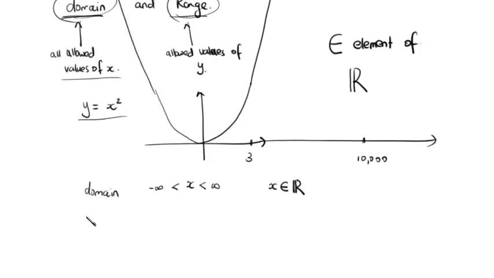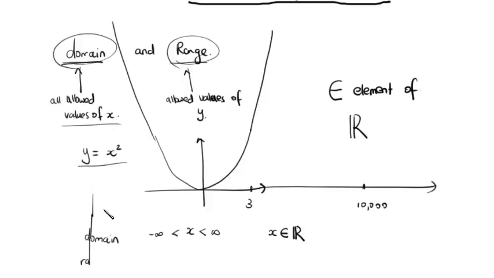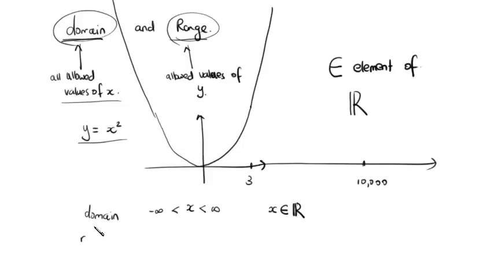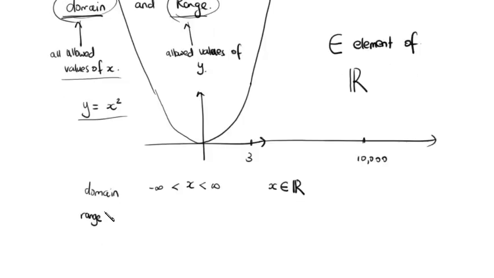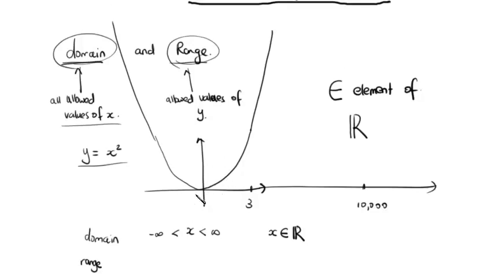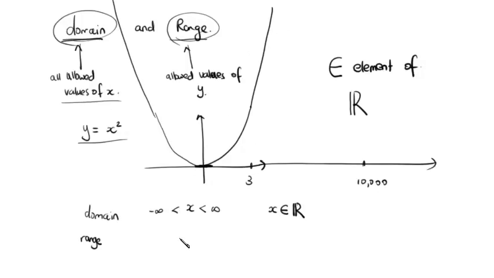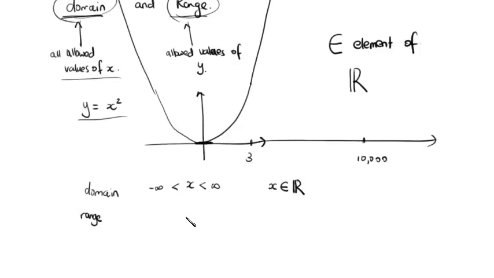Now we can talk about the range as well. The range is the allowed values of y. You can see that y doesn't actually exist on the negative side. It only exists on the positive side, right? It can be as low as 0, and it goes up to infinity. So the range is given as y is greater than 0, but it can also equal 0. Have a look at this point right here. It's actually touching 0 there, so that's equal to 0.